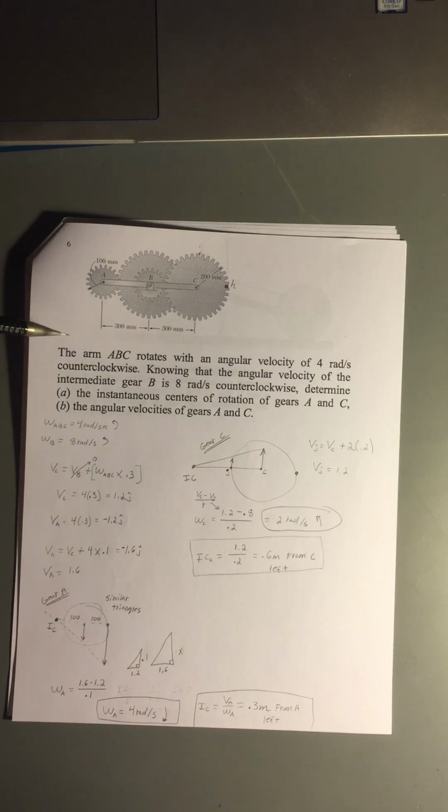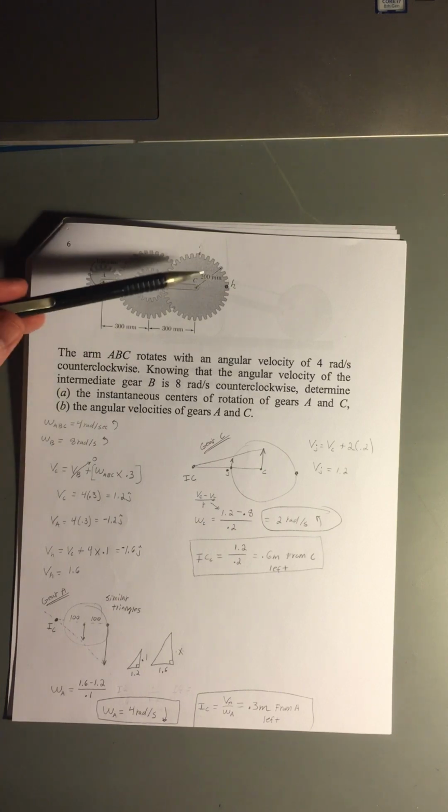And so in order to solve this problem, the first thing the problem wanted us to find was the instantaneous centers of rotations of gears A and C. And we know that the instantaneous center will be where the perpendicular lines from the velocities will cross each other. And so in order to find that, we have to draw the velocity arrows.